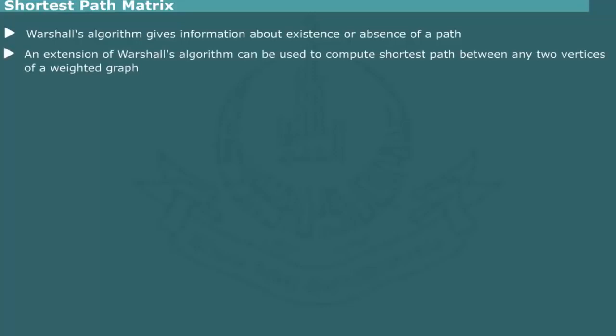Shortest path matrix. In graph applications, sometimes we are interested in finding the shortest path between a pair of vertices. The Warshall's algorithm gives information about the existence or absence of a path between any pair of vertices. An extension of Warshall's algorithm can be used to determine the shortest path between any two vertices.